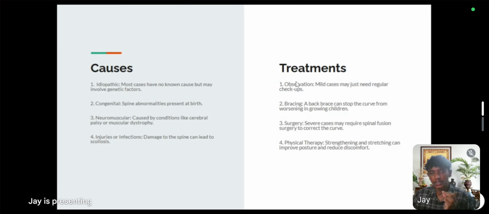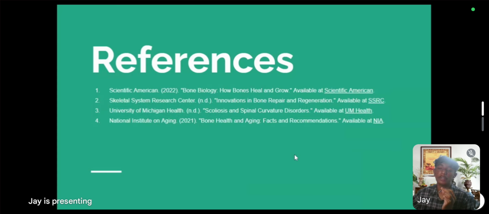Next, let's look at the treatments for scoliosis. First is observation. Mild cases may just need regular checkups. Number two is bracing. A back brace can stop the curve from worsening in growing children. This is normally used for people with scoliosis. And third, severe cases might require surgery, such as spinal fusion surgery, to correct the curve. And lastly, we have physical therapy to strengthen and stretch to improve our posture and reduce discomfort.